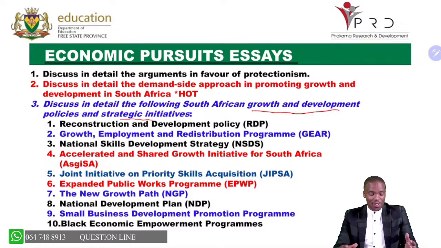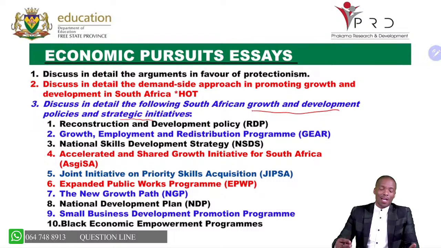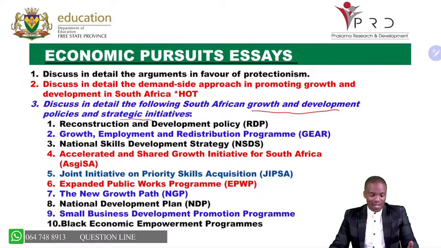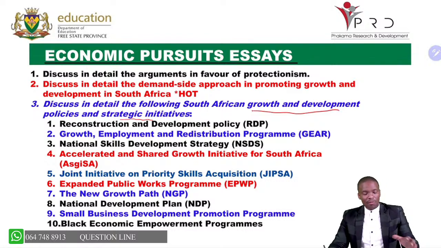Those are the policies that we have been discussing. They were there to promote growth and development in South Africa. So those are our possible essays here. The first one, arguments in favor of protectionism. The second one, demand side approach in promoting growth and development. And number 3, we are looking at different policies and an approach.